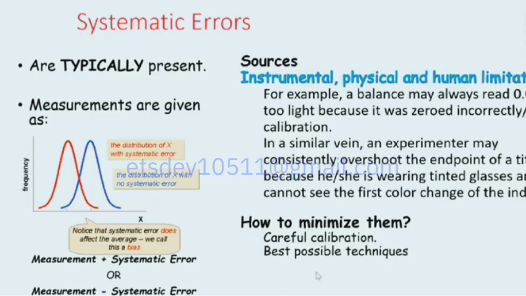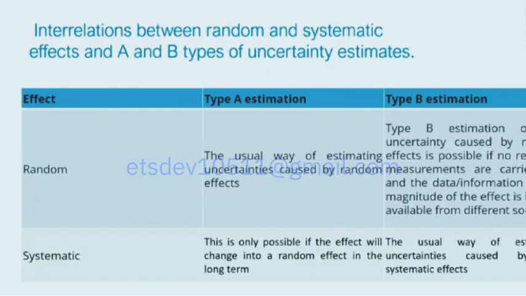Again, especially setting the temperatures of ovens, if they do not read exactly what you're expecting. For example, the flow rate of a pump: if you have set it at 2 milliliters and it is actually giving you only 1.8 milliliters, that is a systematic error. Until you have recognized it, all your analysis will have error. So to minimize them, do careful calibration and use the best possible techniques.